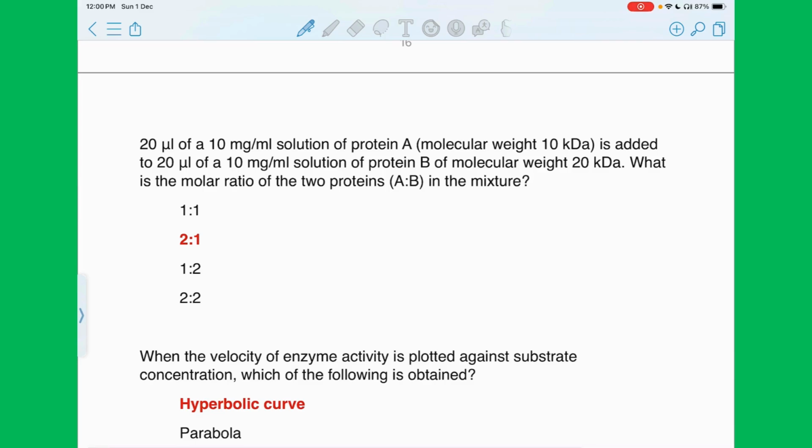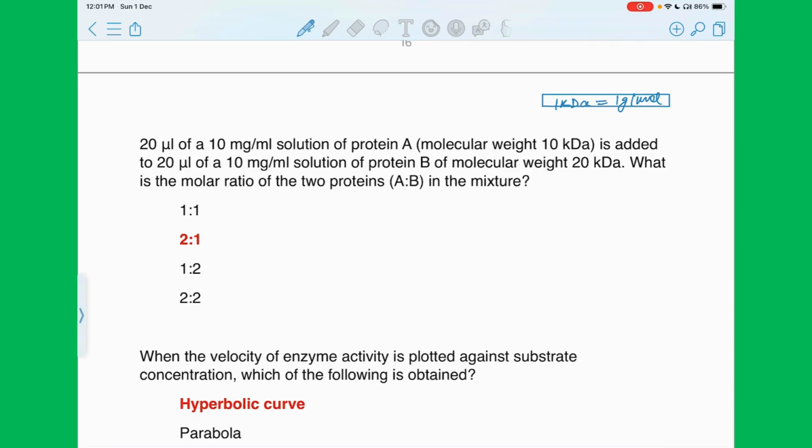20 microliter of a 10 milligram per ml solution of protein A, molecular weight 10 kilodalton, is added to a 20 microliter of a 10 milligram per ml solution of protein B of molecular weight 20 kilodalton. What is the molar ratio of the proteins A and B in the mixture? Okay, we know that 1 kilodalton is equivalent to 1 gram per mole. This you need to remember, the conversions you should remember.